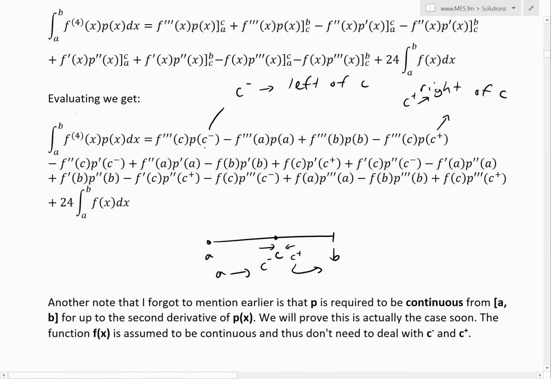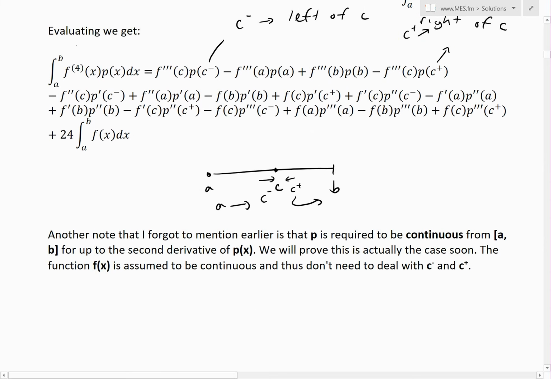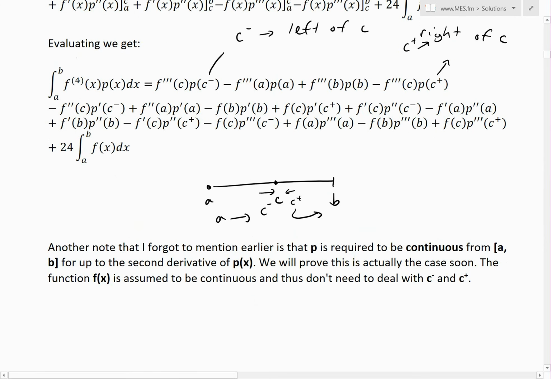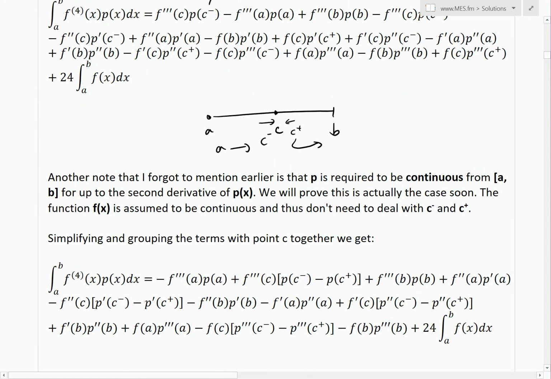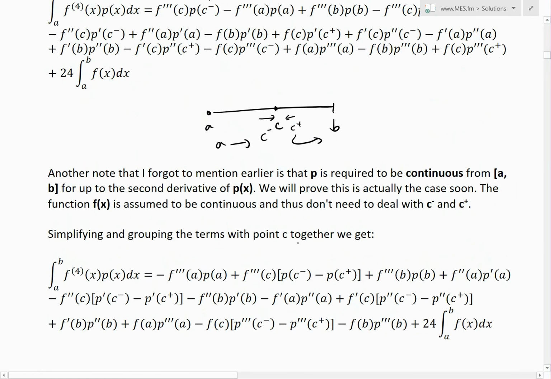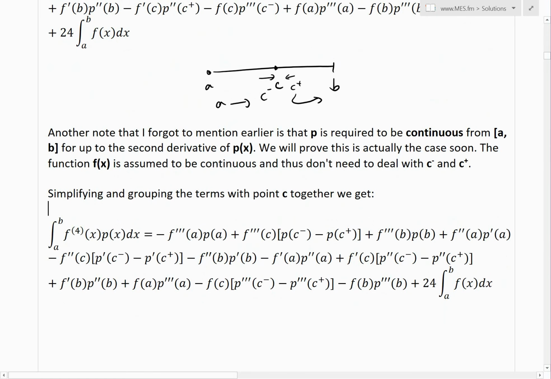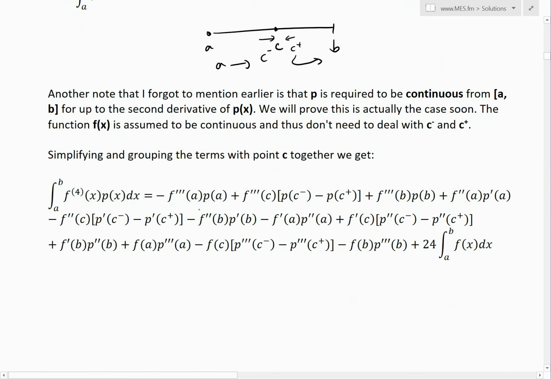So when we plug these in, as you can see all the way here, c, then we minus a, then we have b minus the c from the right side, then we have the c from the left side. If you just keep going through all of these, it's really tedious, so I'm not going to dwell too long on that. The next part is to simplify and group the terms with c together. And when we do this, we get something like this.